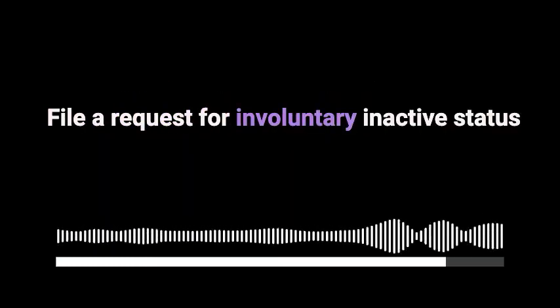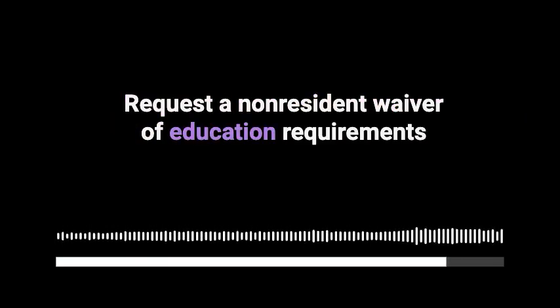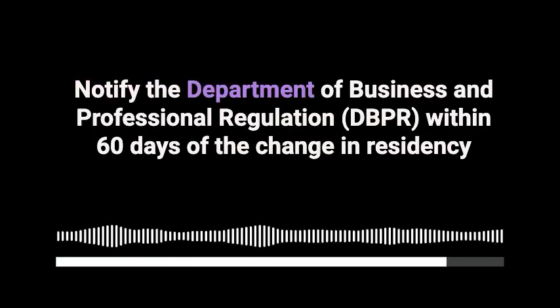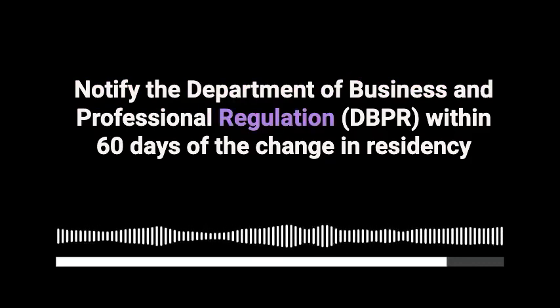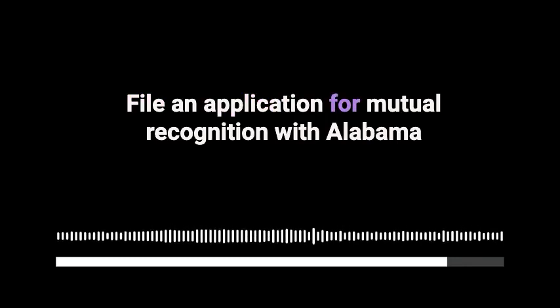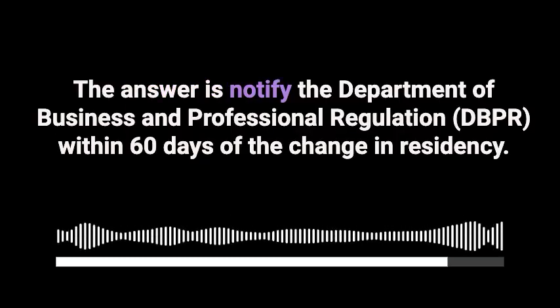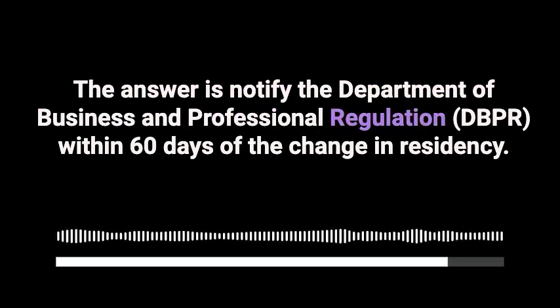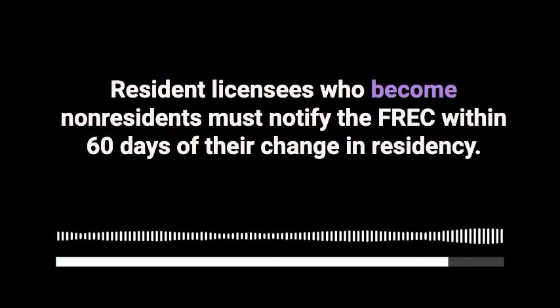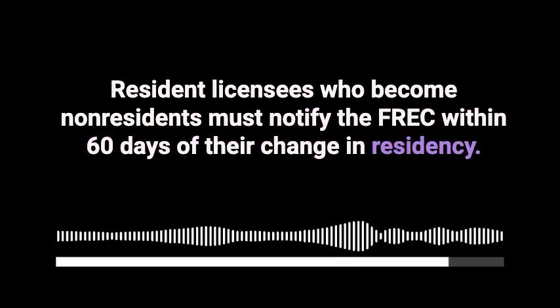A. File a request for involuntary inactive status. B. Request a non-resident waiver of education requirements. C. Notify the Department of Business and Professional Regulation within 60 days of the change in residency. D. File an application for mutual recognition with Alabama. Explanation. The answer is notify the Department of Business and Professional Regulation within 60 days of the change in residency. Resident licensees who become non-residents must notify the FREC within 60 days of their change in residency.